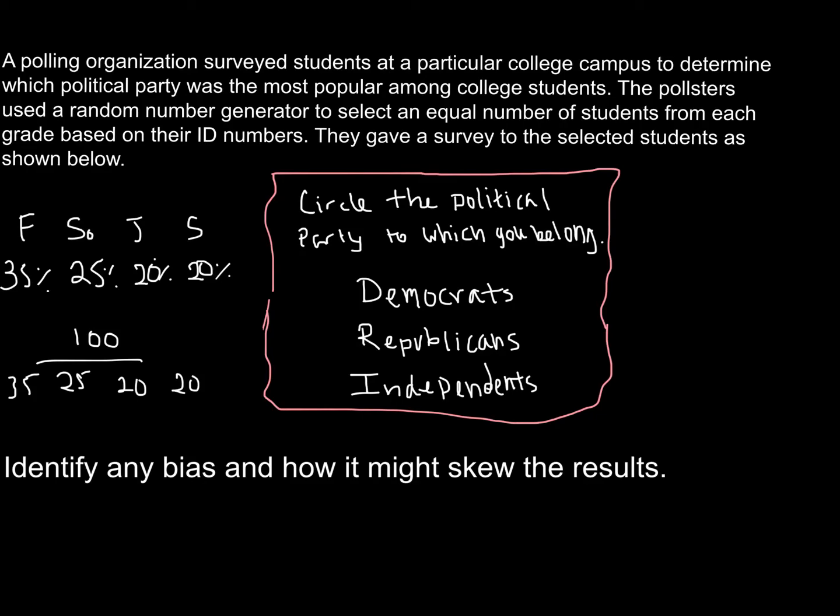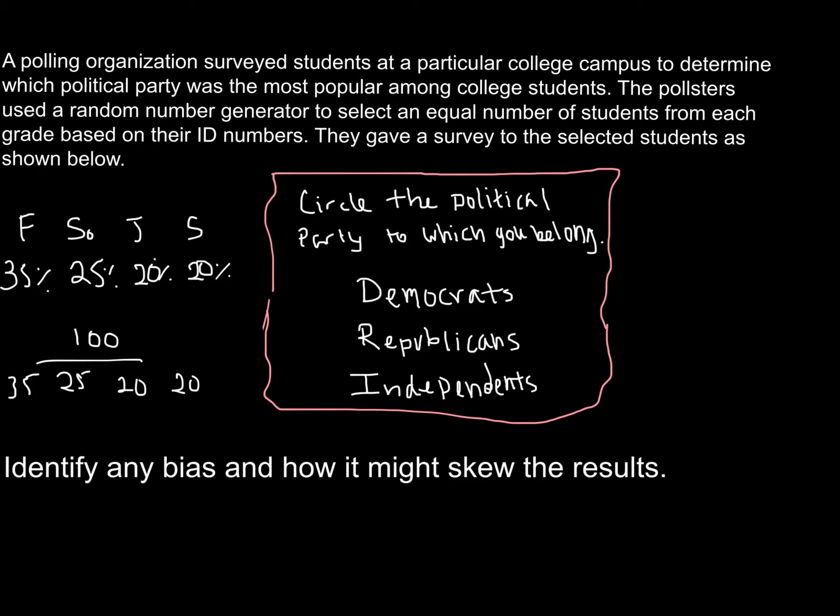Another place that bias is showing up is in the survey itself. So you want to know which political party is most popular. Now, saying the political party to which you belong, some people may not belong to a political party. They may be a little confused about what that means. And so you might want to rephrase the question a little bit. So you might want to think about that.